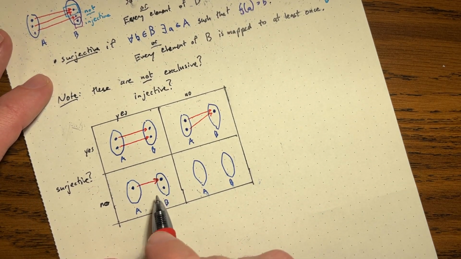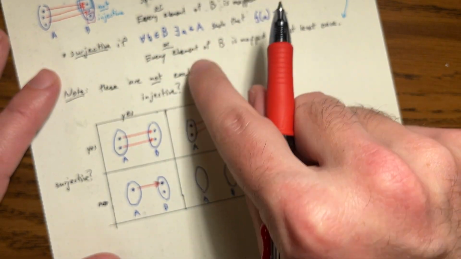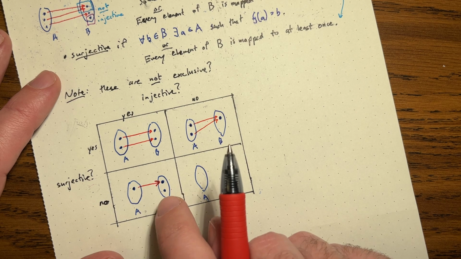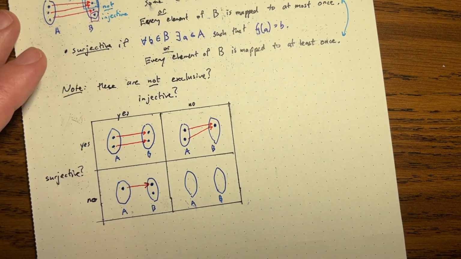But this is not surjective. See, because I missed that one. It's not true that for every element in B there exists something mapping to it. Is that one there? There's nothing mapping to it. So it's not surjective, but it is injective.